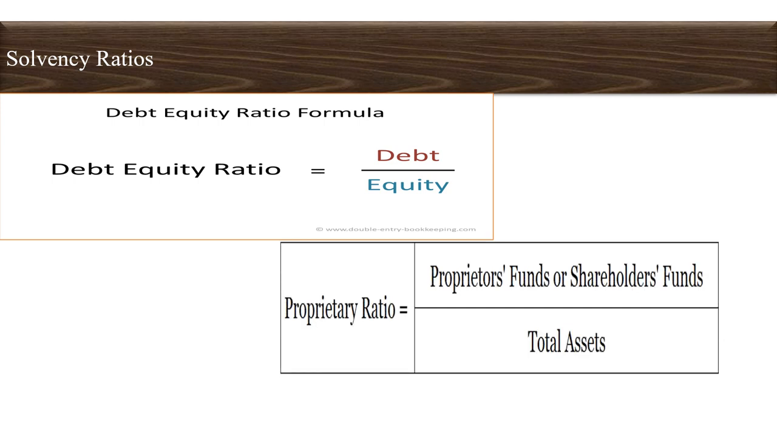Next, proprietary ratio. Proprietary ratio is the relationship between proprietors fund and total tangible assets. The formula is proprietary ratio is equal to shareholders fund divided by total tangible assets. Proprietary ratio indicates the proportions of shareholders funds in the total asset.